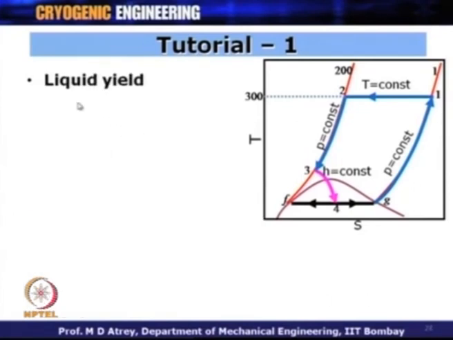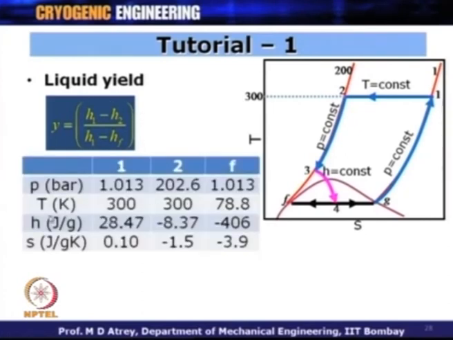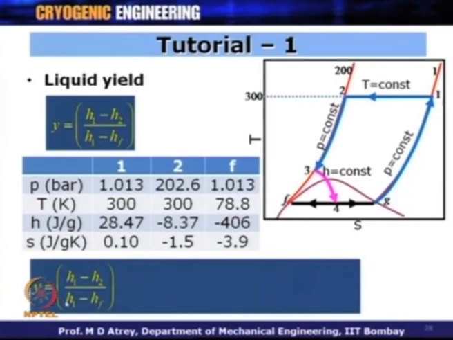Now, the first problem is to solve the liquid yield. The formula for this is y is equal to (H1 minus H2) upon (H1 minus HF). So, what you understand from here is that the properties are required from point 1, point 2 and F. We know all the enthalpy values which have been given in the earlier table. So, this is the table; I have just reproduced it for you. You can read now what is H1, what is H2 and what is HF. This is the third row of this table.